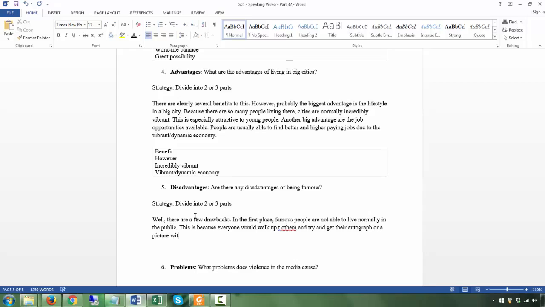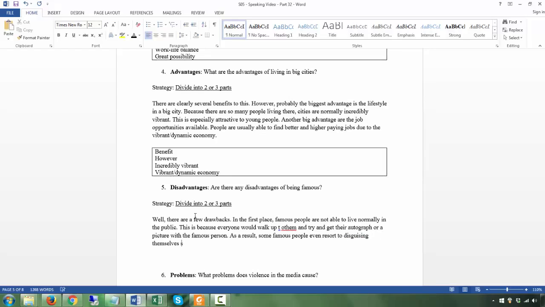or picture with them. As a result, some famous people even resort to disguising themselves so as to avoid being recognized and to evade paparazzi. Okay.